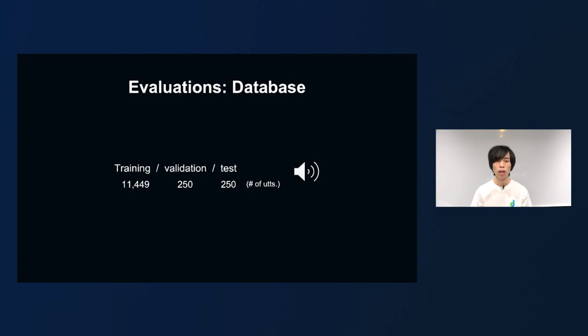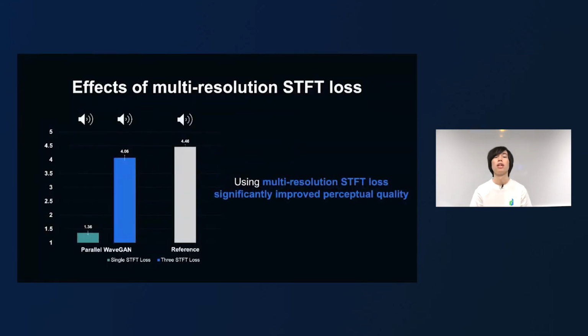The training database contains about 11,500 sentences, which is about 23 hours in time. This is the result of the experiment. We studied the effectiveness of the auxiliary loss function we designed.